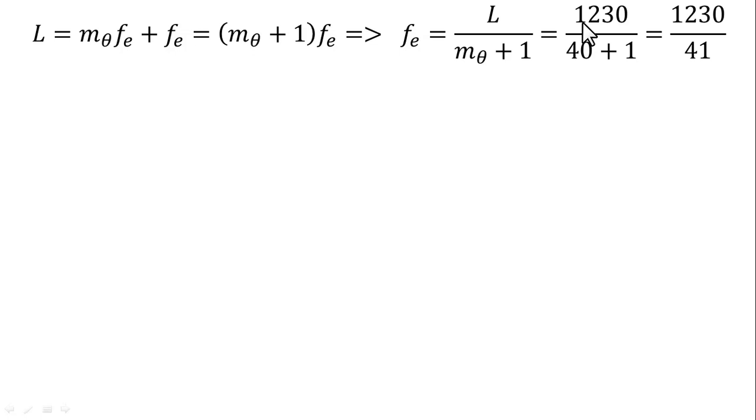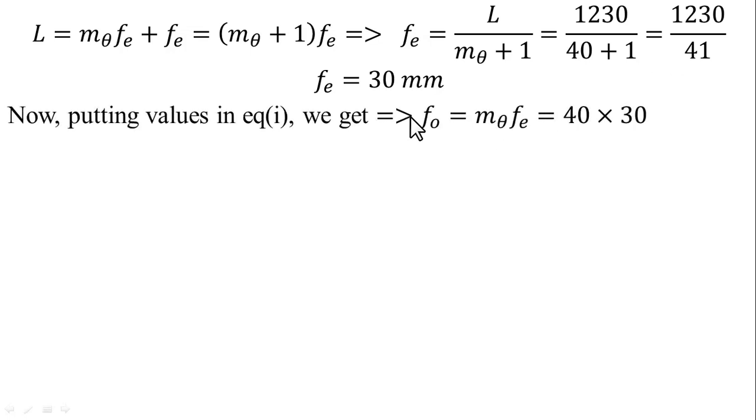L is equal to 1230, divided by 40 plus 1. So fe is equal to 1230 divided by 41. So the answer of fe is equal to 30 millimeters. Now we can calculate the value of f naught, that is equal to m theta fe. So 40 multiplied by 30, then f naught is equal to 1200 millimeters.